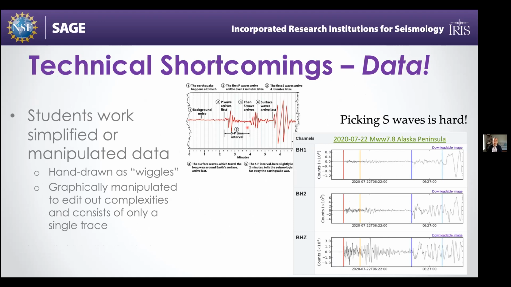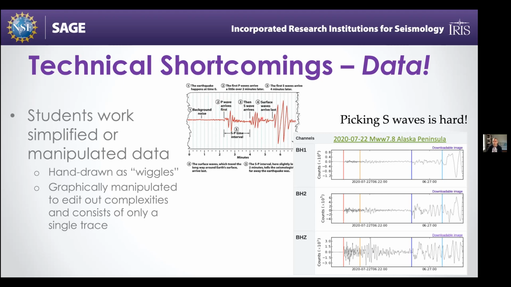So the next thing that's a technical shortcoming with this approach is that students really are working with either heavily simplified or manipulated data. It's not uncommon to see in labs diagrams similar to this one that I've chosen here, where in this case, these are hand-drawn wiggles. They're not really even looking at real seismic data. Or if it is seismic data, it's been enhanced to really exaggerate these different phase arrivals. And what we end up teaching students commonly is that the first bump is P, and then the second bump is S, and then the third bump are surface waves.